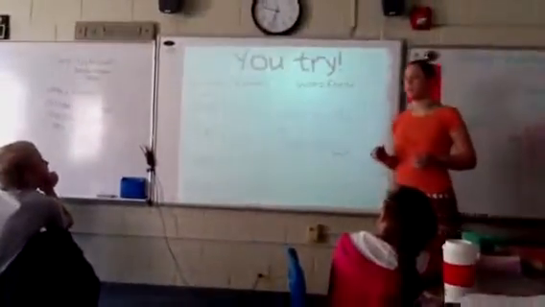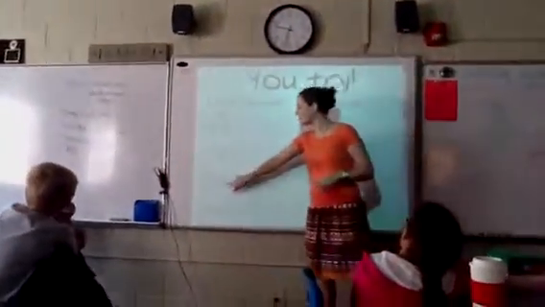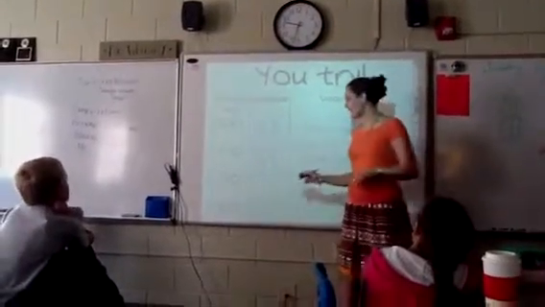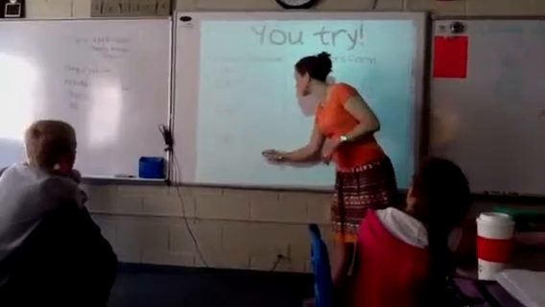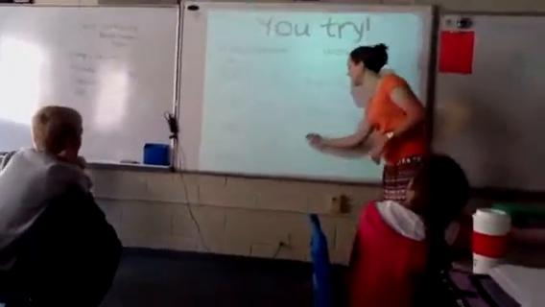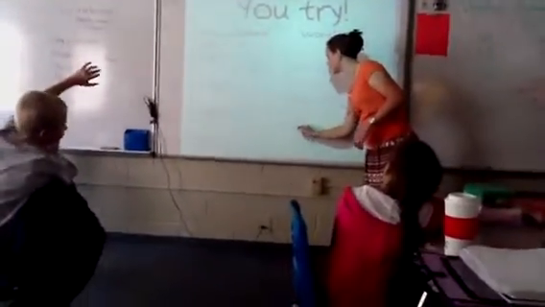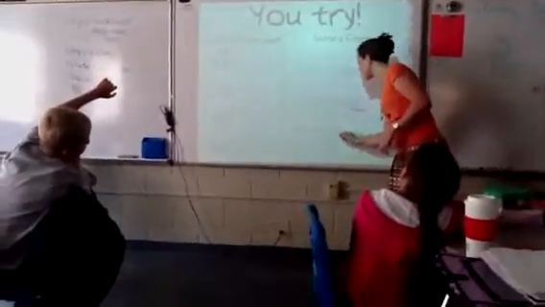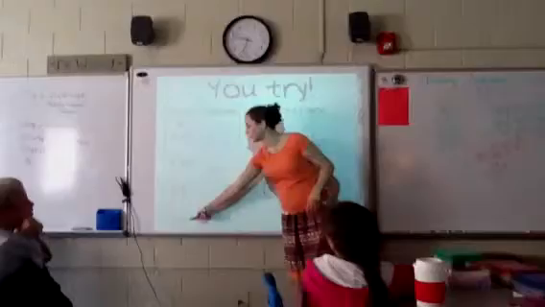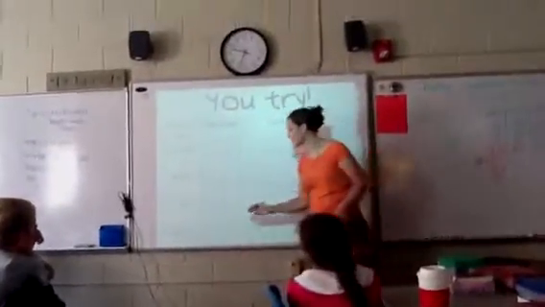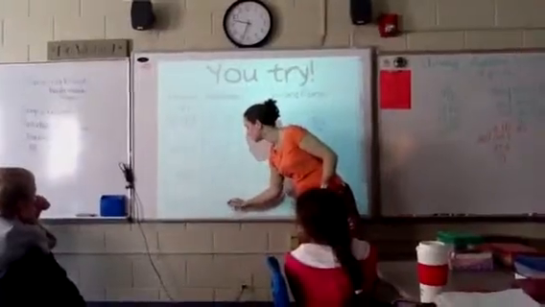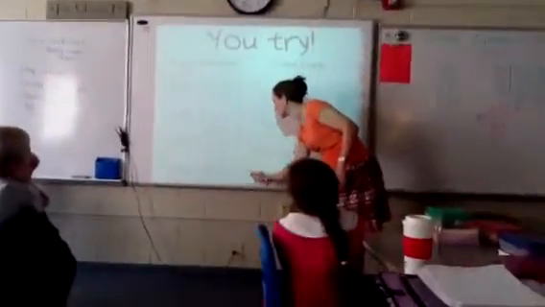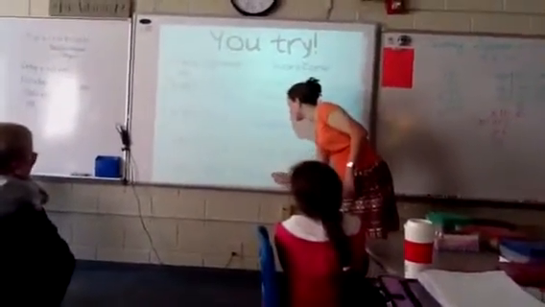Michaela, read this for me. 7/10. Okay, tell me how to write it as a decimal. 0.7. And everybody, we read it 7 tenths. Katie, read this for me. 9/10. Tell me how to write it. 0.9. We read it 9 tenths.